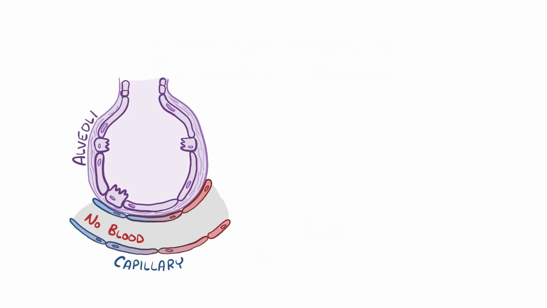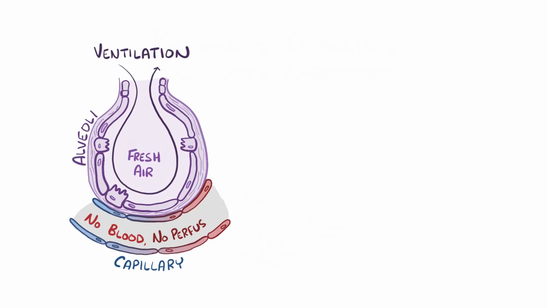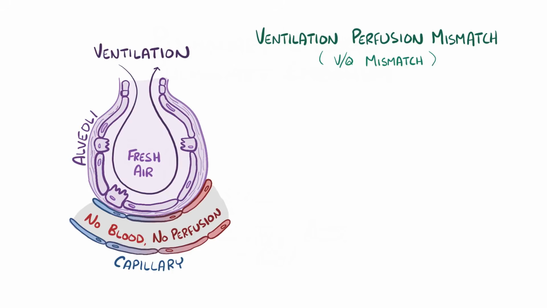If there's no blood flowing past an alveoli, then that means that there are alveoli that are getting ventilated with fresh air but not getting perfused with blood. We call this a ventilation perfusion mismatch, or a VQ mismatch. The body needs oxygenated blood to function, and can therefore only tolerate a bit of VQ mismatch before the lungs are no longer able to meet the needs of the body.